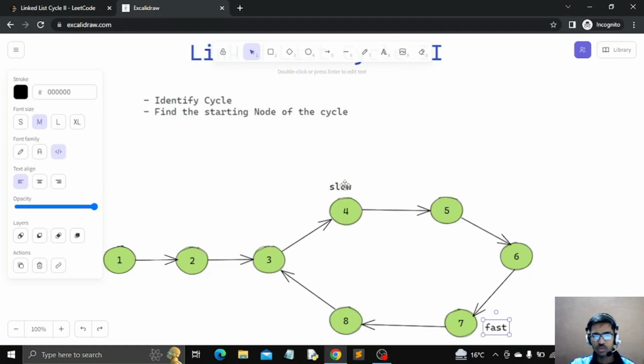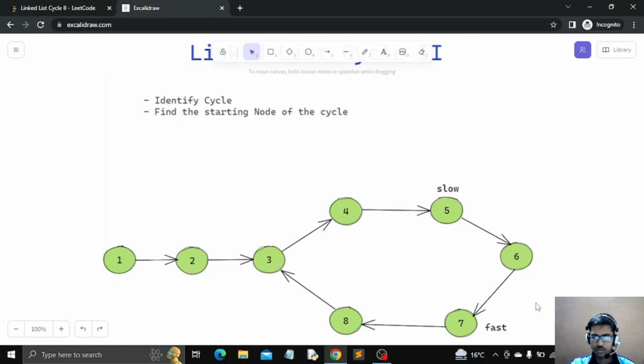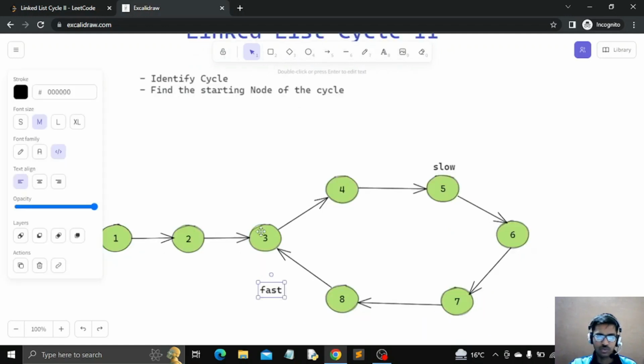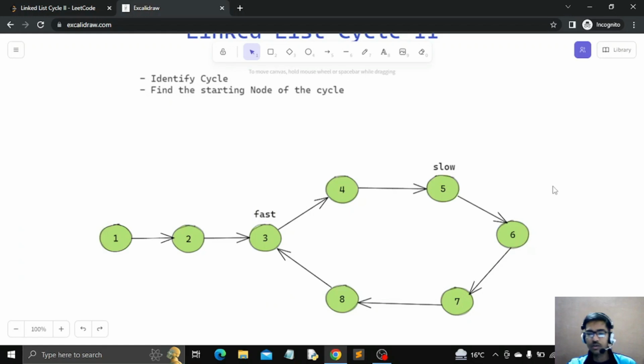Now again the slow pointer will move one step ahead and the fast pointer will move two steps ahead, and it will come here. As you can see, the fast pointer was moving at twice the speed of the slow pointer, so obviously in the beginning it was way ahead of the slow pointer.